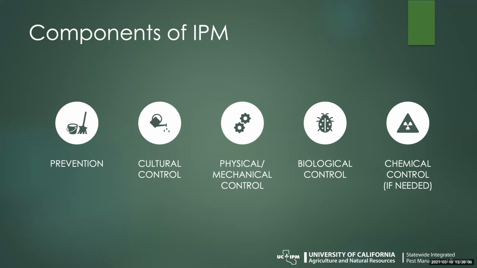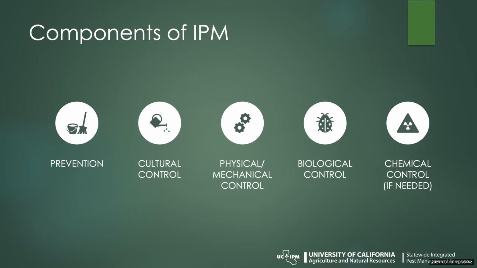Physical or mechanical controls are just that. You're going to physically control the pest. You're going to mechanically do something to get rid of the pest. It could be squishing, it could be pruning off an area, etc. And I'll have more examples of that in a moment. Then part of IPM is biological control, using the naturally occurring organisms that may consume the pest for us or might parasitize the pests.